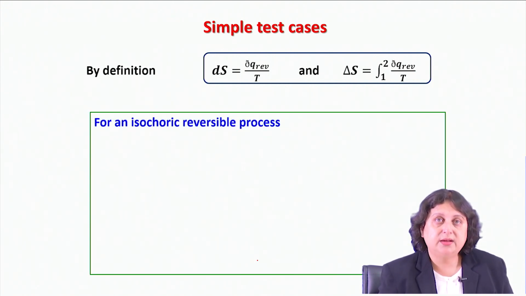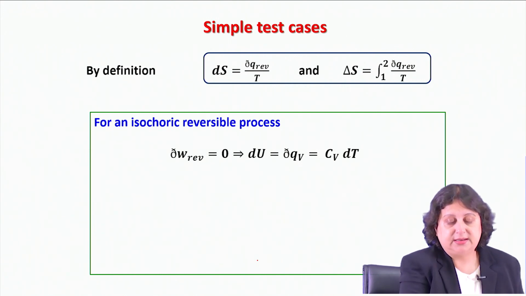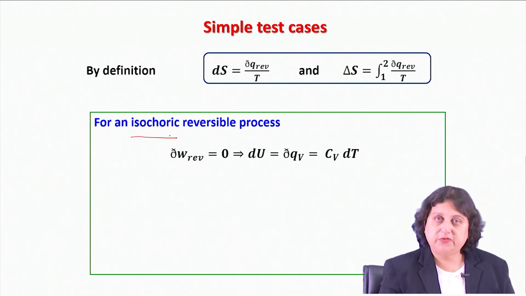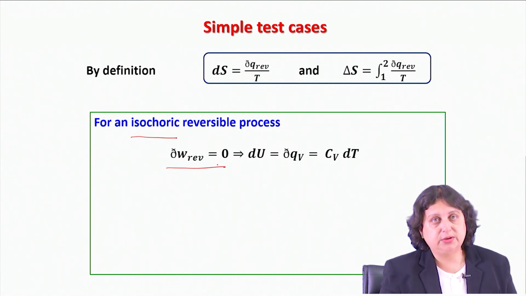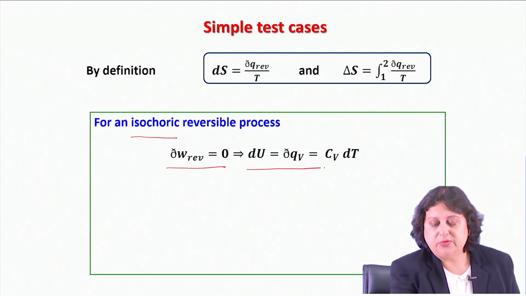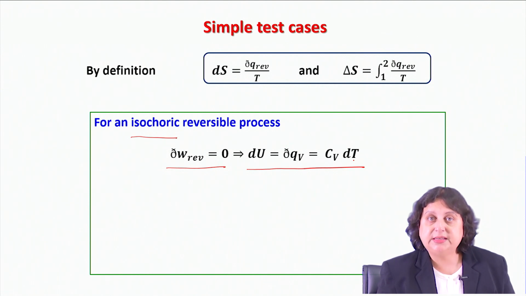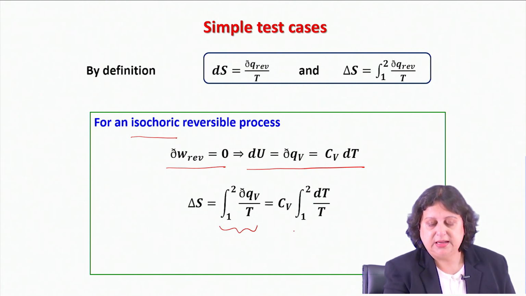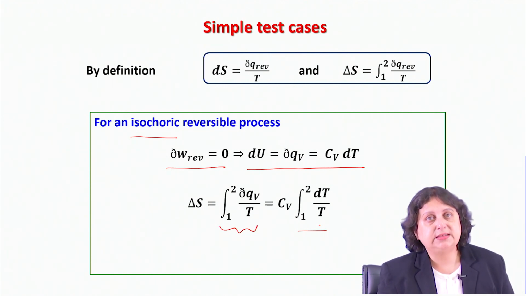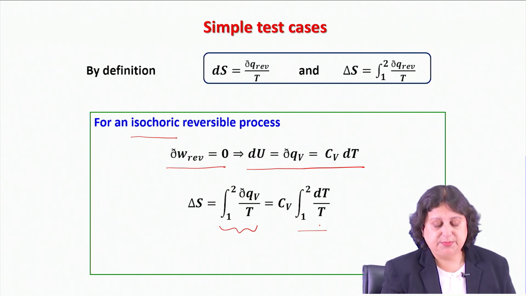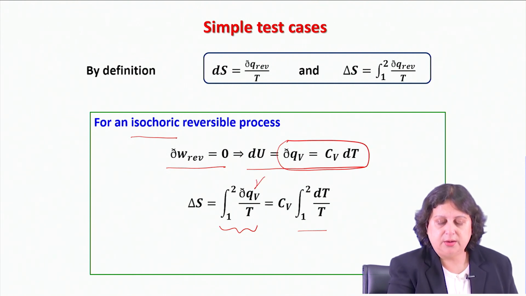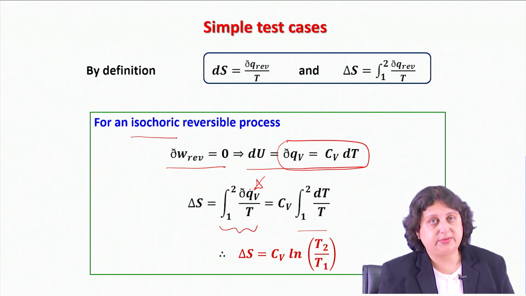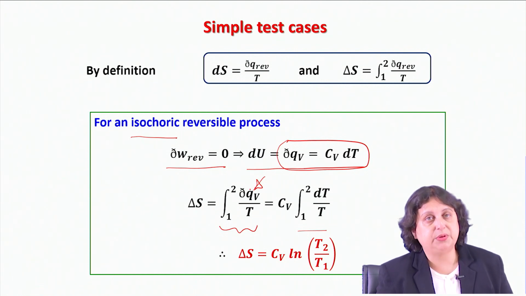If I look at an isochoric reversible process, since it is an isochoric process and we are considering pressure-volume work only, the dW reversible is going to be equal to 0. And now dU is dqV, which in general for 1 mole of the substance is Cv dT. And therefore I can write delta S, which is this integral, as equal to Cv dT by T integrated from the initial state 1 to the final state 2. That is because I have just taken this expression of dqV and put it here. If I carry out this integration, the result is that delta S in an isochoric reversible process is given by Cv ln T2 by T1.